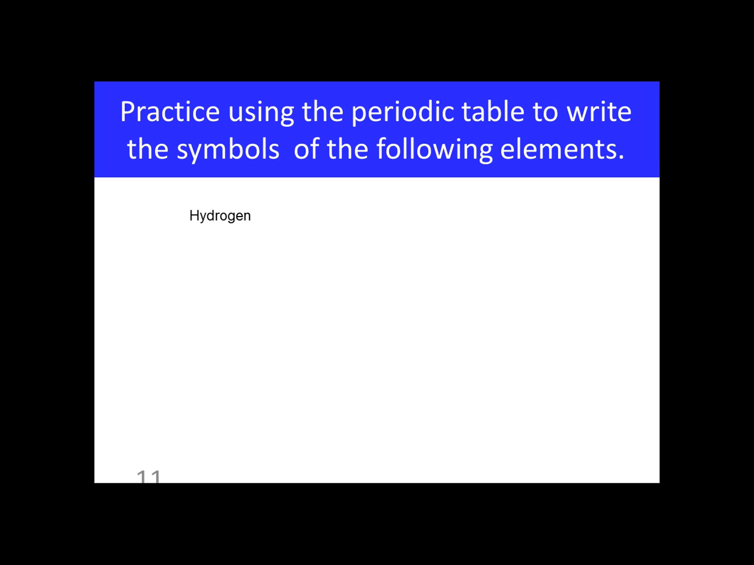If I said hydrogen, you should be able to look at the periodic table and tell me it's capital H. Oxygen, it's capital O. Sodium, Na. Notice that the first letter in an element's abbreviation is always capital, and if there's more than one letter, the second letter is always small. Chlorine is Cl.